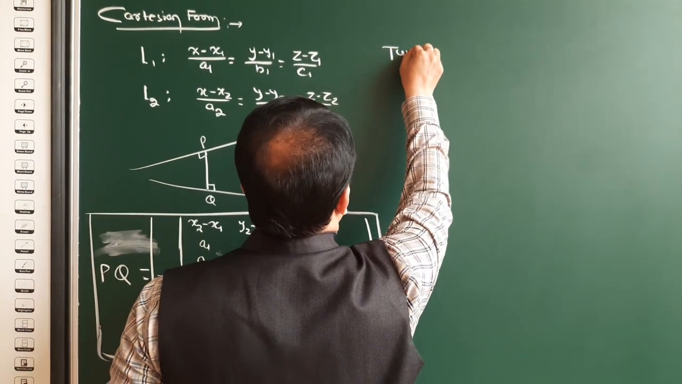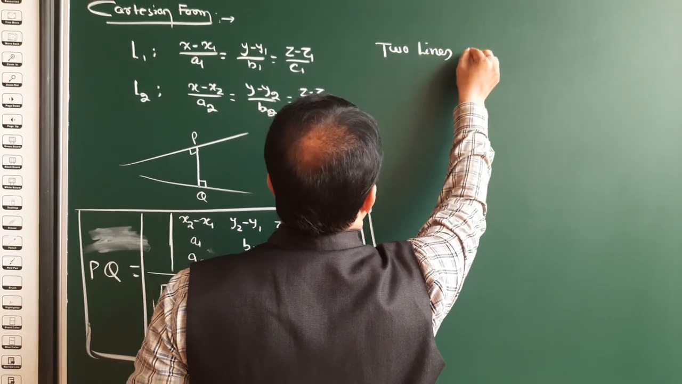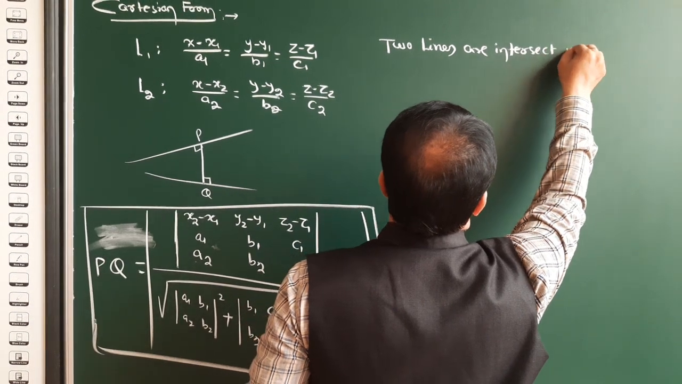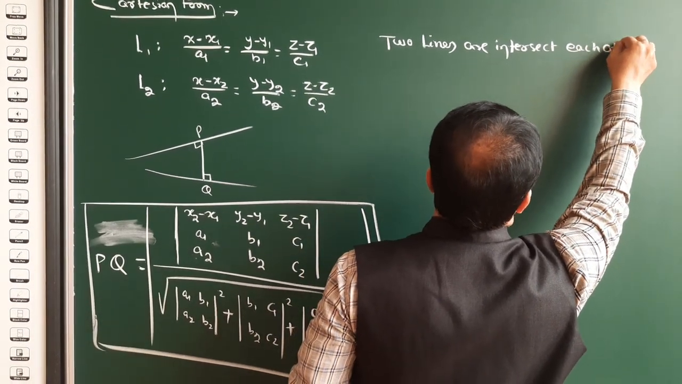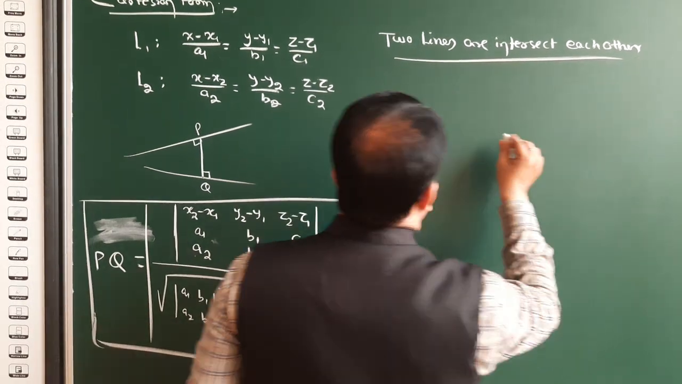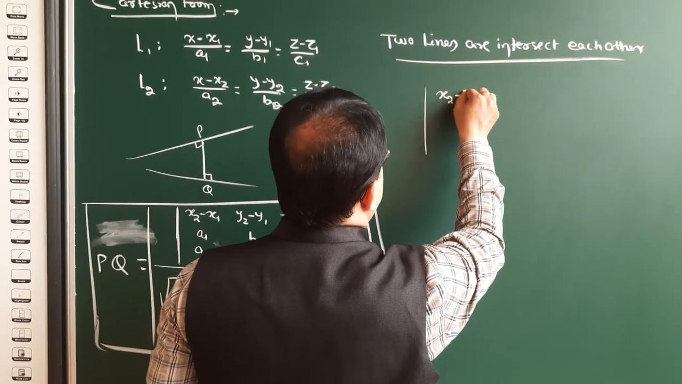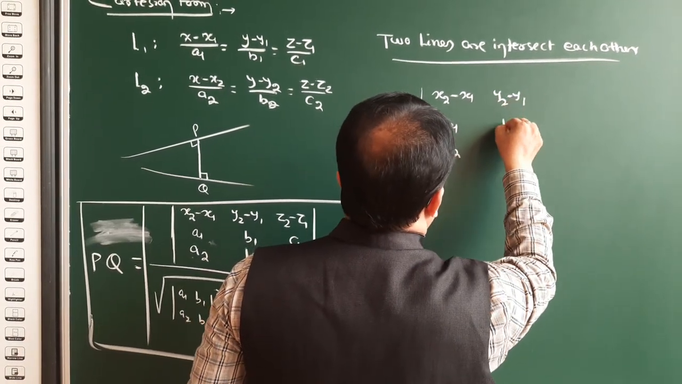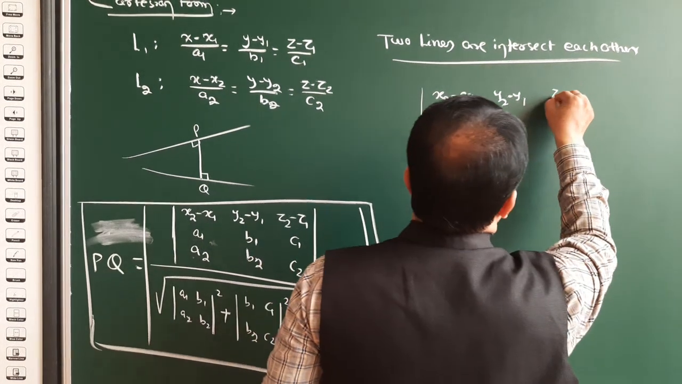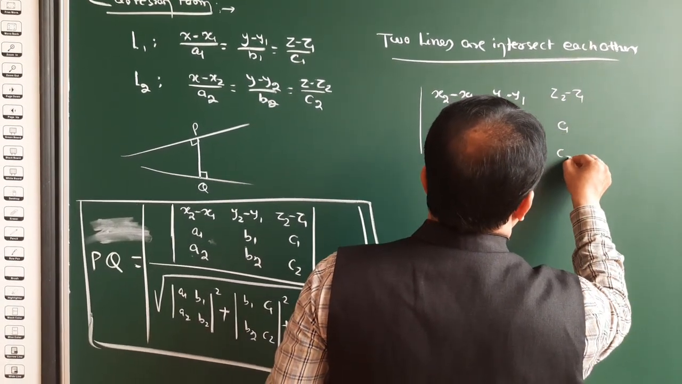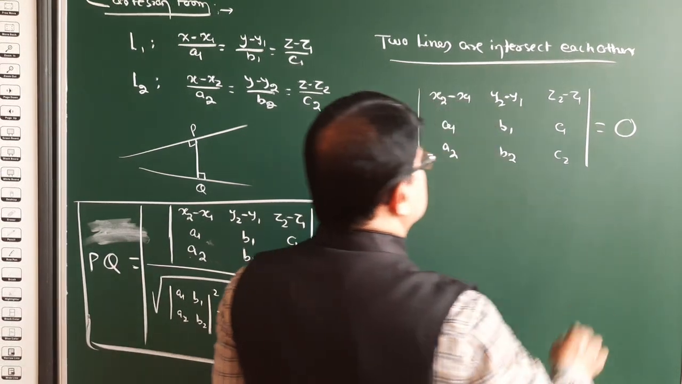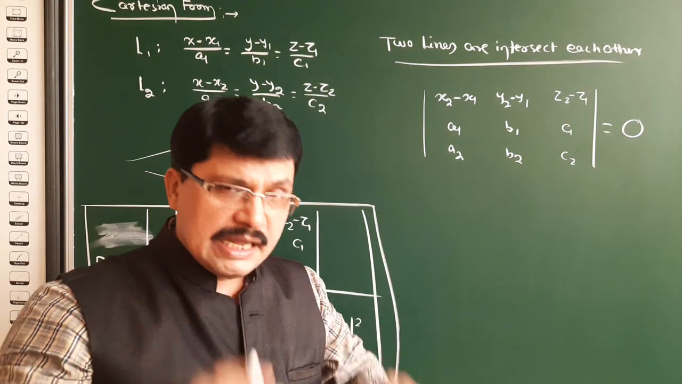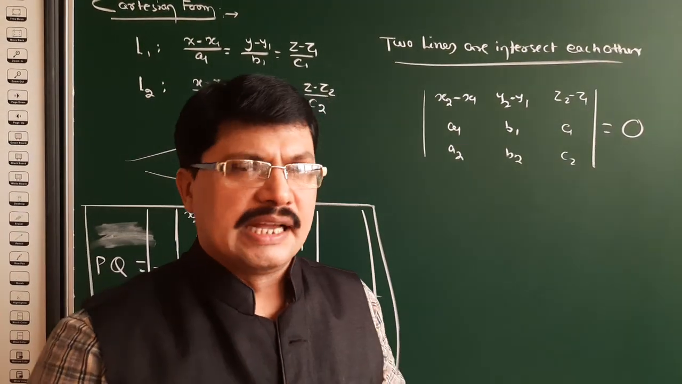Two lines intersect each other if the determinant of x2 minus x1, y2 minus y1, z2 minus z1 is equal to 0. Understood? This is very, very simple, and this is very, very important. In three-dimensional geometry, you have to remember formulas.